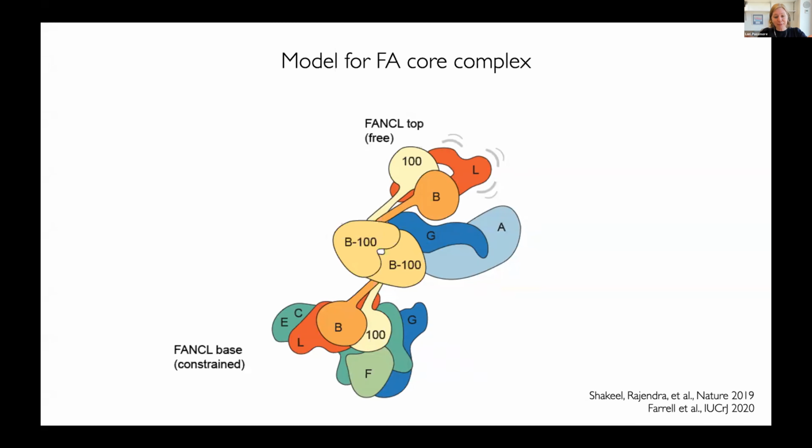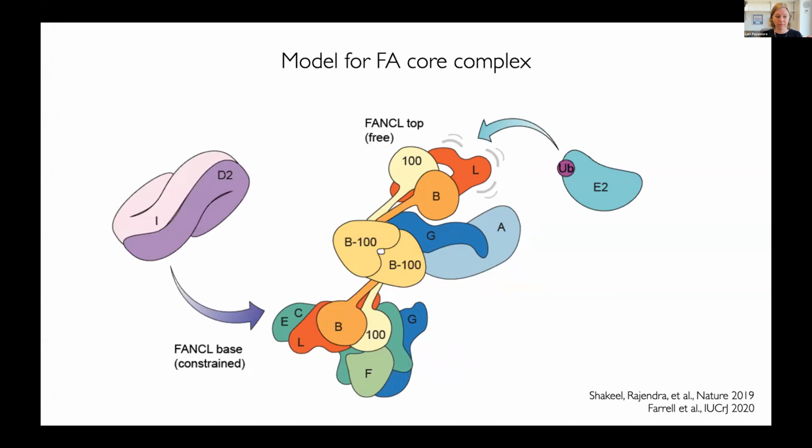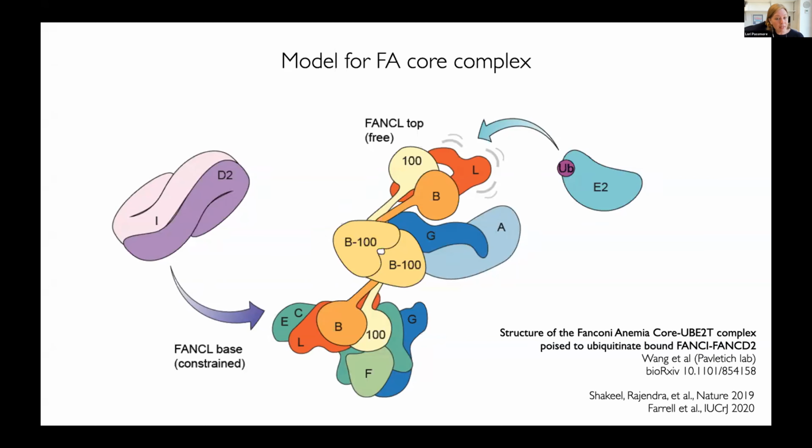So FANC-L in the base is fully ordered, whereas the FANC-L in the top is flexible. So we hypothesize that the one in the base is really just playing a structural role to help scaffold the other subunits. Whereas on the other hand, the one on the top is accessible and available to bind to an activated E2. So together, this would really optimally position substrate and E2 to allow ubiquitin transfer. And this hypothesis was confirmed by a more recent structure of the FA core complex bound to both E2 and substrate from the Pavlovich lab, and that was just published just recently in NSMB.